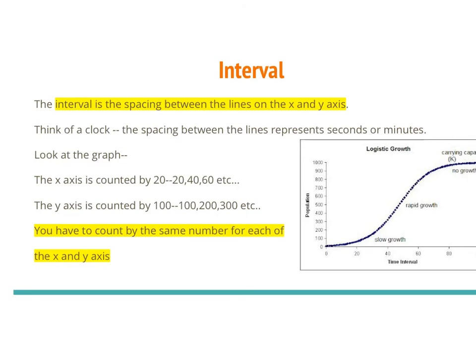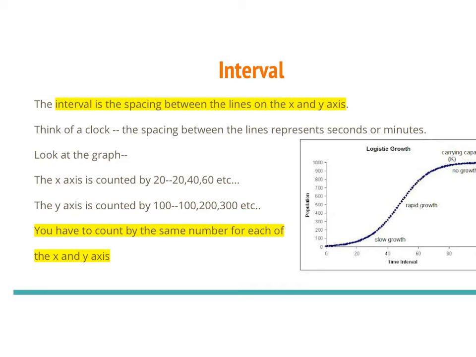The I in TAILS stands for interval. The interval is the spacing between the lines on the x and y axes. For example, think about the clocks that hang on the walls in the classrooms at Rosemont Middle School. The spacing between the lines represent different seconds or different minutes or even different hours. It's kind of the same type of deal with graphing.